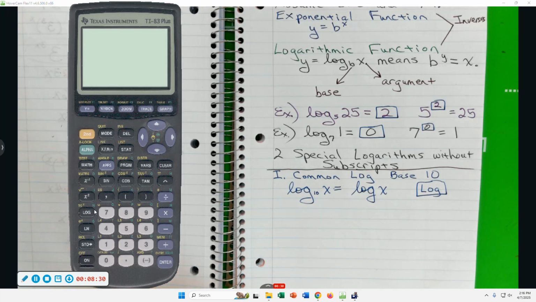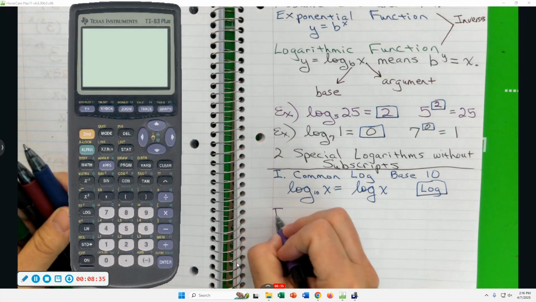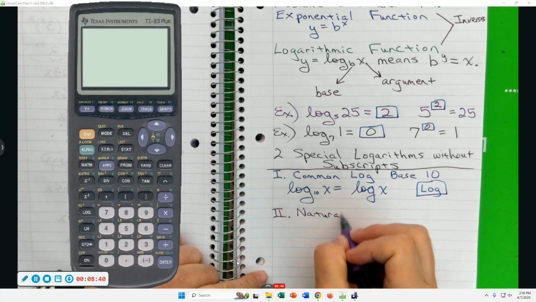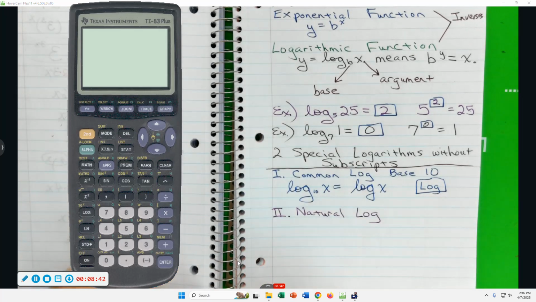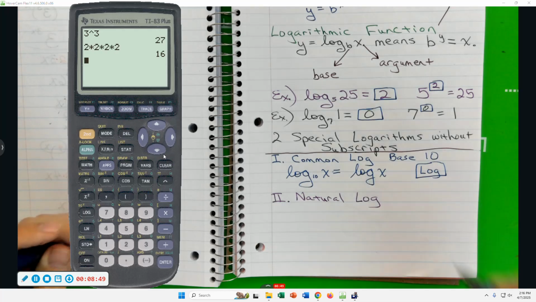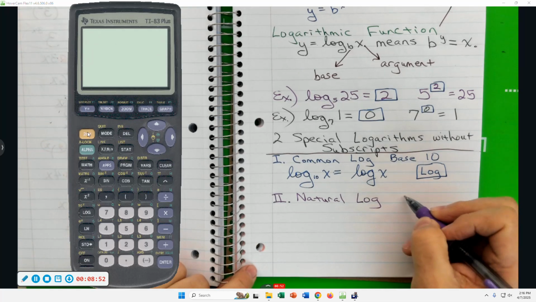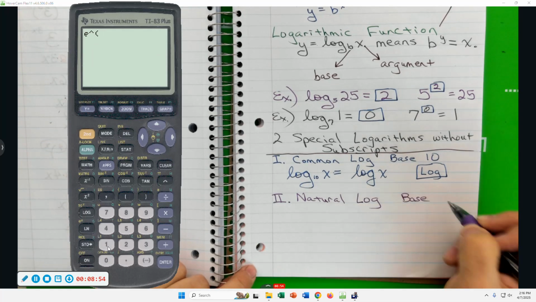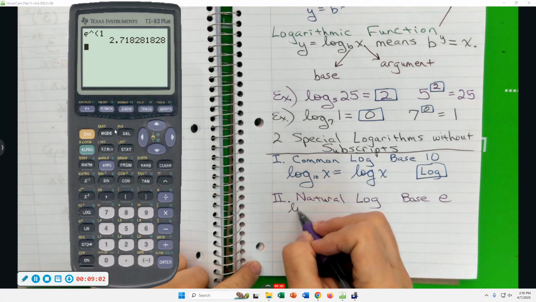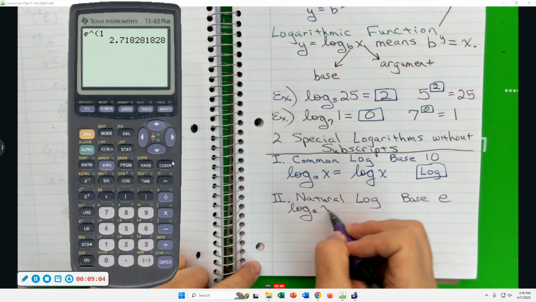The second special logarithm is called the natural log. Do you remember that irrational number, the natural exponential, that we denote with the letter e? That is the base of the natural logarithm. Wasn't it about 2.718281828 and then a 5 or something? Instead of writing log base e of x.